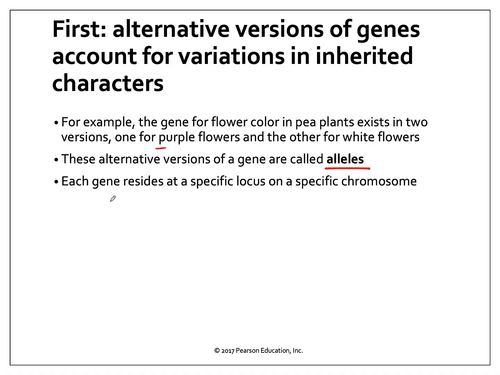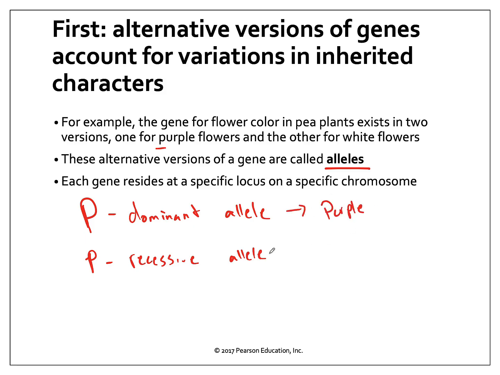So if we're talking about purple versus white flowers, usually we'll use a capital letter P to indicate the dominant allele. And we use P because the dominant was purple. And then we keep the letter the same to make sure that we know that we're talking about the same character. And we might use a lowercase p to talk about the recessive allele. If an individual has a dominant P, this is a trait that codes for purple, or the dominant trait. And an individual with a lowercase p will code for the recessive trait, the white flowers.